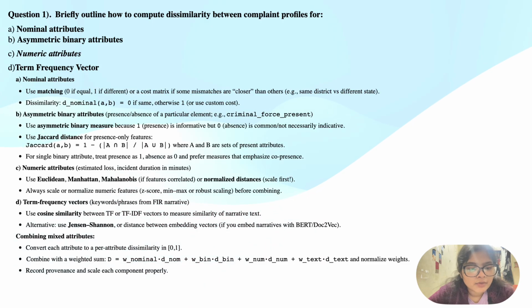So we can convert each attribute to a per-attribute dissimilarity in the range of 0 and 1, combined with a weighted sum by using the equation I've mentioned down there, and normalize the weights. So this was all for the first question.